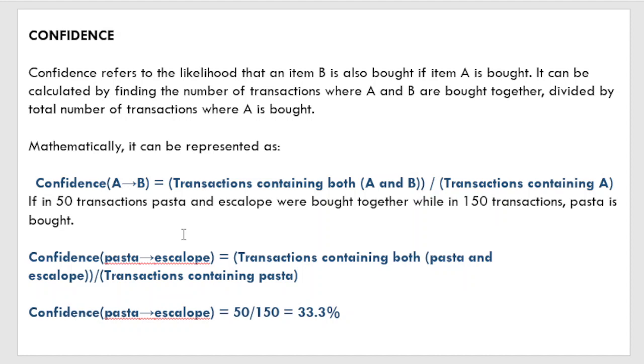Going back to our pasta example, if 50 transactions contain pasta and escalope, that is A and B, and 150 transactions contain pasta, we have 50 over 150, which comes down to 33.3%. So that is the confidence we have that when pasta is bought, escalopes are also bought.